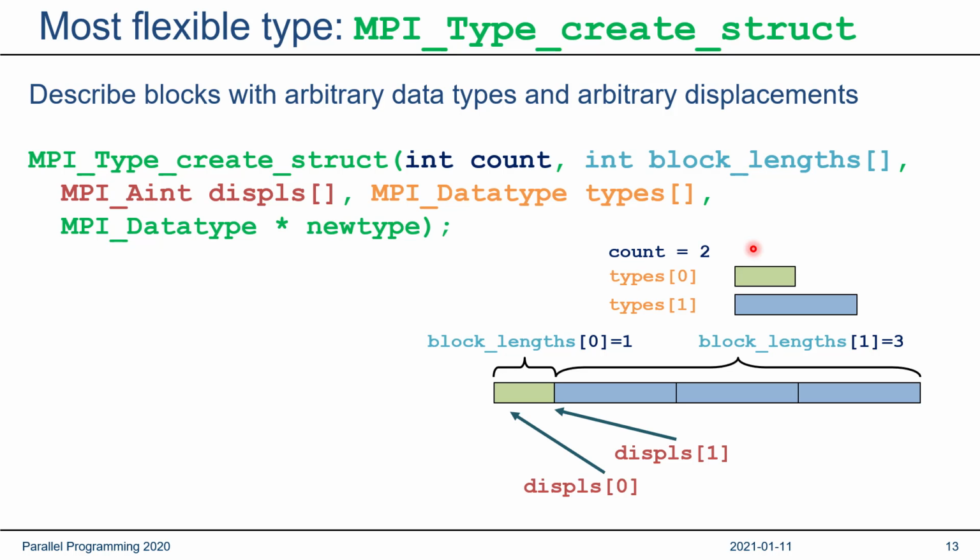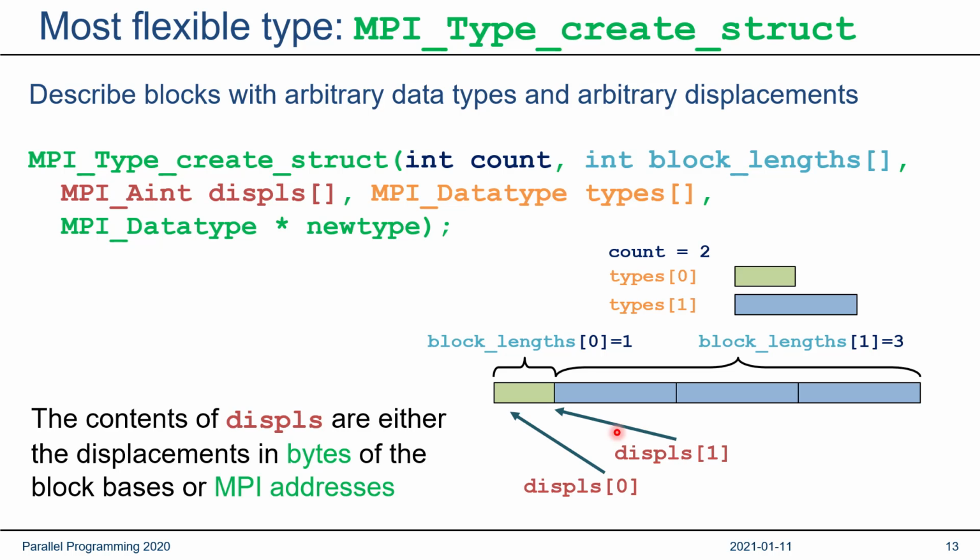So here's a little example. In this case, we have two types, the green one and the blue one. The count is therefore 2. The block length is 1 for the first type and 3 for the second type. The displacements array would hold the addresses, the starting addresses in memory of the first block and the second block. And it's easy to see that with this flexible layout, you can define any collection of arbitrary data elements in memory and make it a new type. This is extremely flexible.